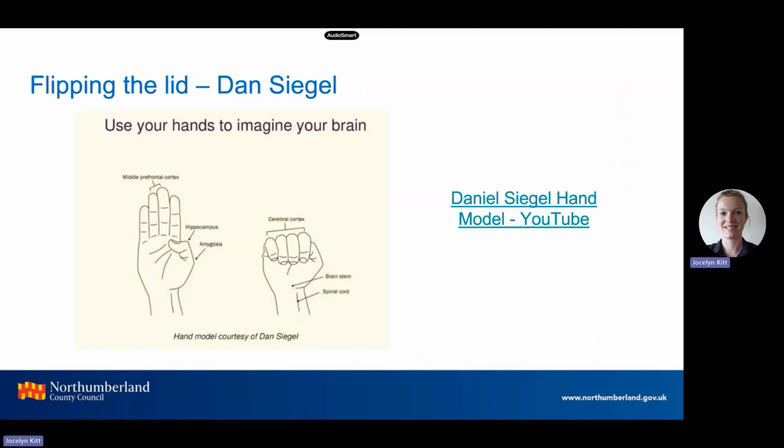Dan Siegel is a clinical psychiatrist who is one of the leading practitioners in considering the impact of brain development on our emotional state and behaviour. We're going to watch a video about the hand model of the brain and flipping the lid. This is a really easy way to explain to people the different parts of our brain and what happens when we're overwhelmed or dysregulated. You may even be able to use this with older children to help them understand what is happening in their brain when they're distressed.